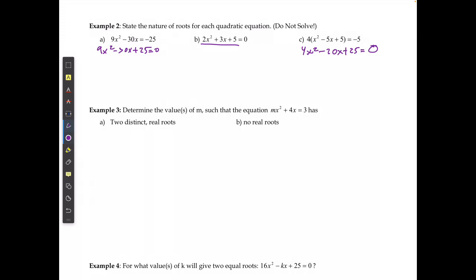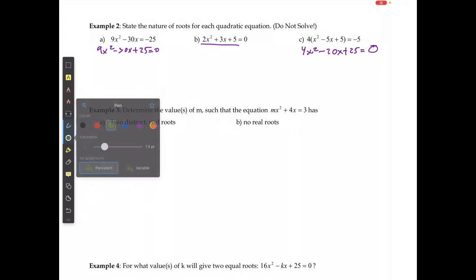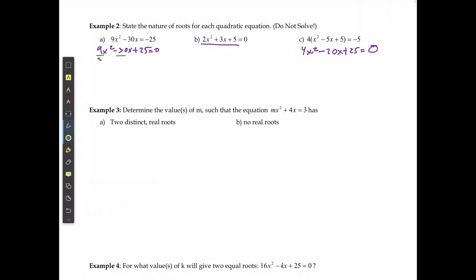Then I'm going to take my a, my b, and my c values and substitute them into the discriminant. That's a, that's b, that's c. There's a, there's b, there's c, and there's a, b, and c. So if I'm just using the discriminant formula, then I'm going to say that in the first case, it's going to be negative 30 squared minus 4 times 9 times 25. And when I solve that, I get 0. Well, if that equals 0, then I'm going to have two equal real roots. It's not positive, so they're not distinct. It's not negative, so it's not no real roots.